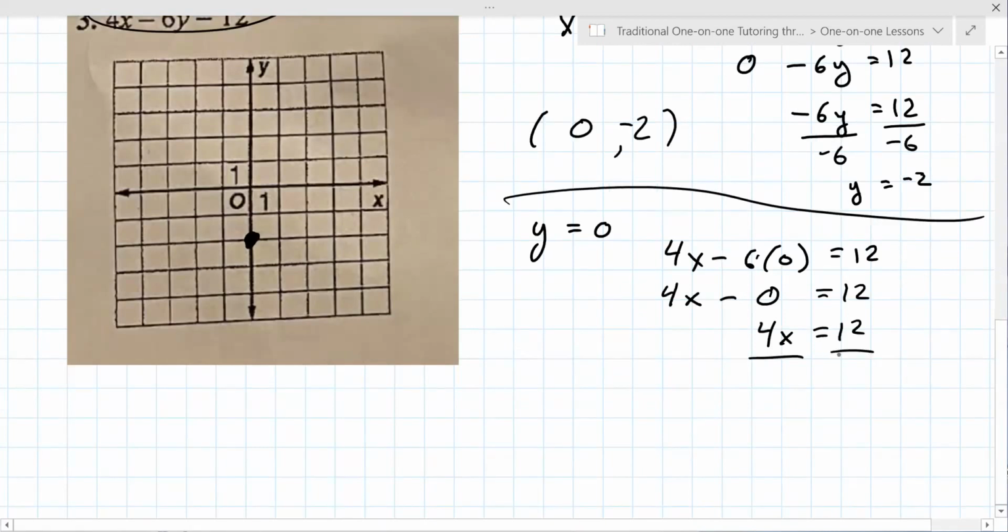12. And then you divide both sides by 4. So x equals 3. Yeah. So the ordered pair is 3, 0.